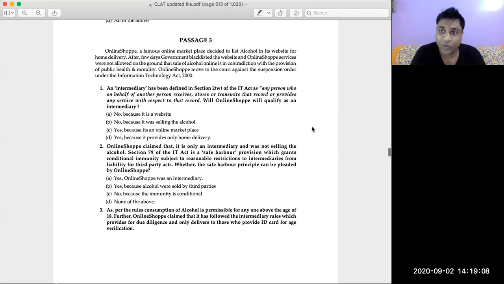In the case of the robot, the main focus was on the word person. Is a robot, a non-living thing, a person? Here, they are not so concerned with that person word, living or non-living thing. Here, they are more concerned with the intermediary concept. So when you are solving a question, you have to see what the examiner is trying to ask you.